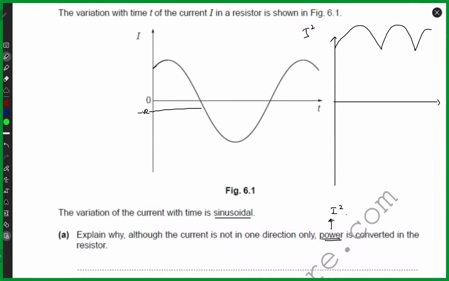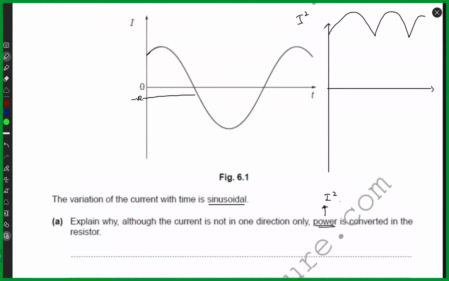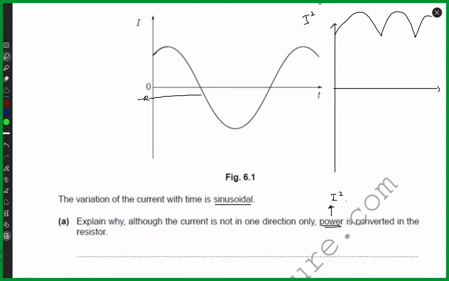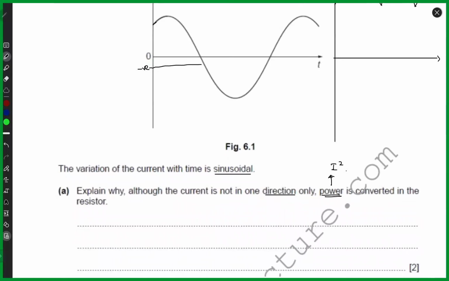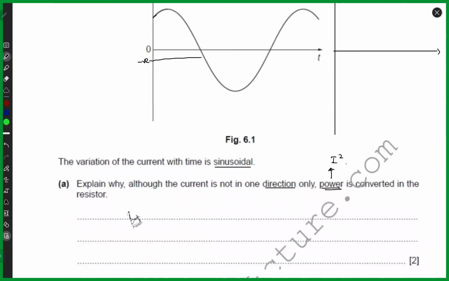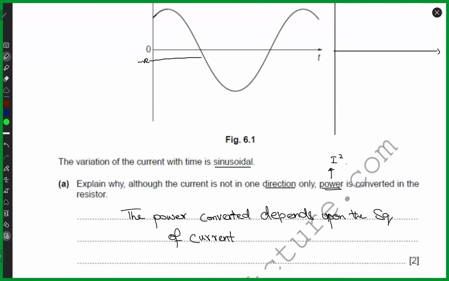which means that the power dissipated is going to be positive because the power depends on I squared, which means that it is independent of the direction of the current. So they talked in terms of the direction of the current. So you can say that the power converted depends upon the square of the current, or you can just say I squared, or if I'm saying square of, then I'll just write the entire word, square of the current, right?